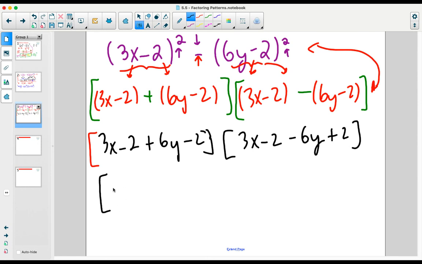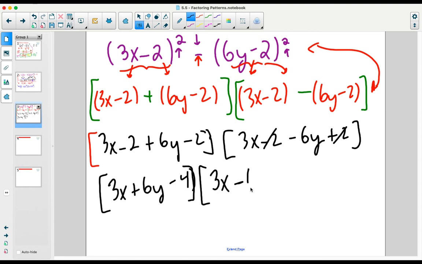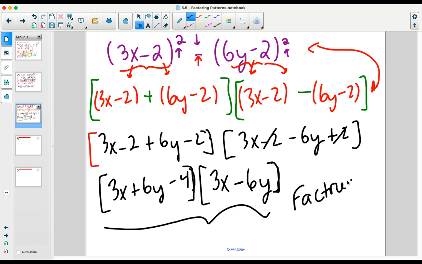Simplifying the first one a little bit farther, we have 3x plus 6y minus 4. And in our second parentheses, we see the negative 2 and the positive 2 sum to 0. So in our second parentheses, we have 3x minus 6y, and again with the bracket. So this is what we would consider to be the factored version of our original polynomial.